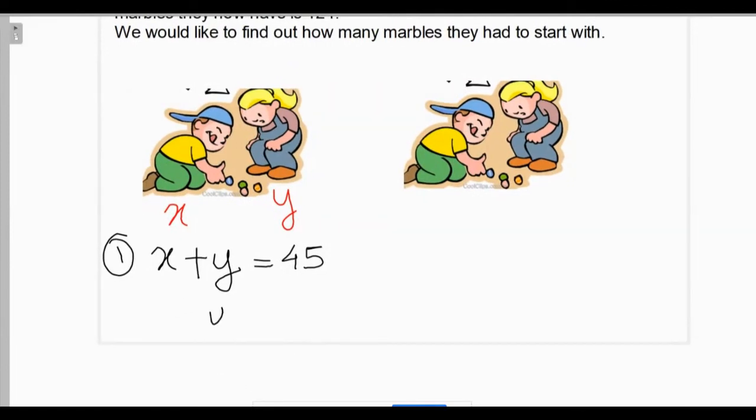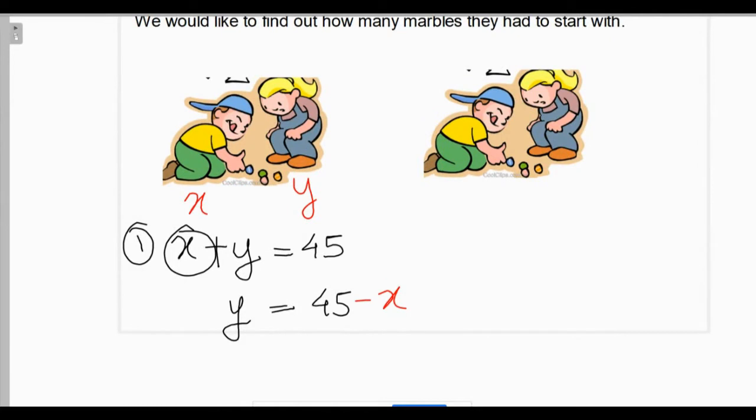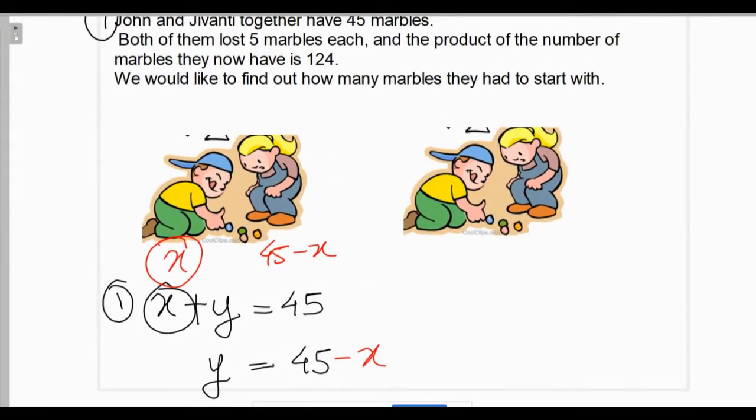Now, what does that mean? If I want to calculate y, it is equal to 45, and this plus x goes to that side and becomes minus x. Now what is the value that I can write? John is x, right? And Jivanti is y, which is nothing but 45 minus x. So John is x and Jivanti is 45 minus x. This was the meaning of the first statement.